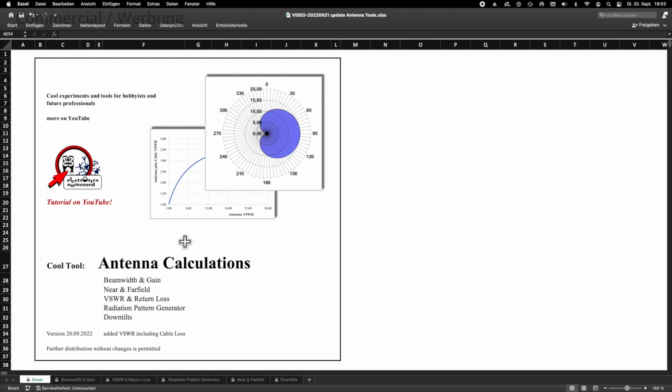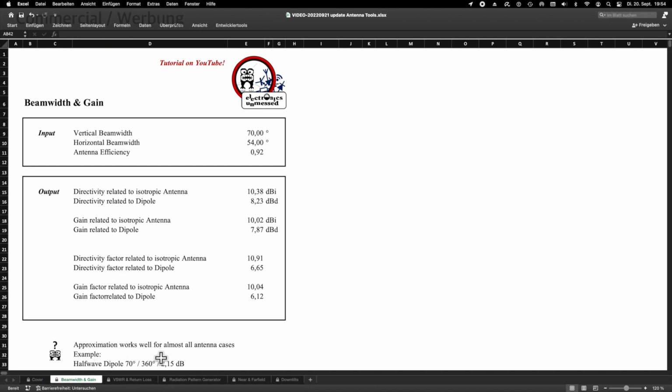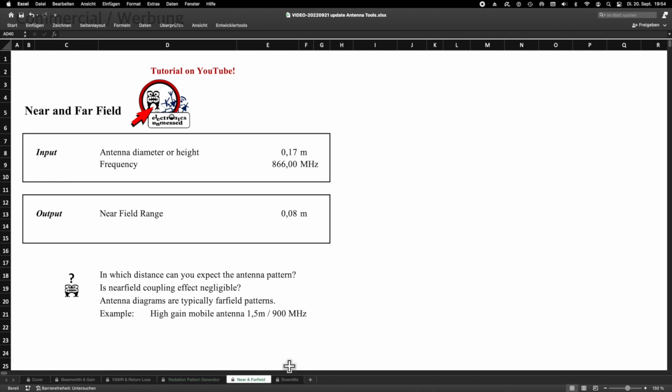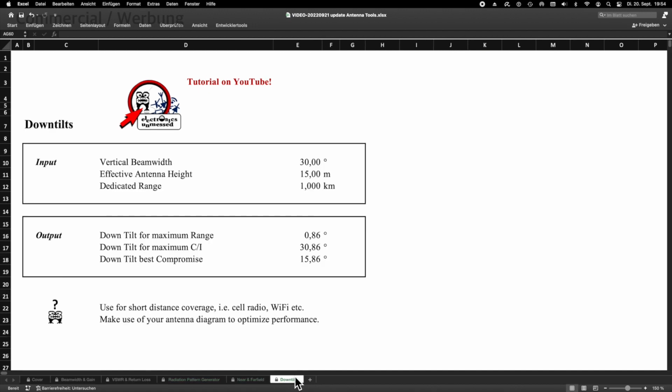I changed the cover sheet a bit to make it more specific to the topic. Okay, there is a lot of other features in the tool, but we go directly to the sheet VSWR and return loss, because in this video I will only talk about the new function.